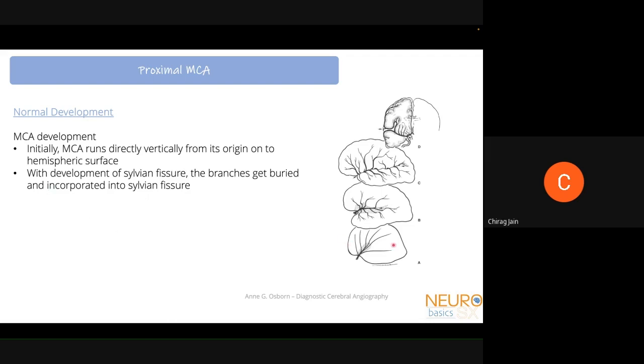So as we can see, this is the early part of the cerebral hemisphere development, but the Sylvian fissure is not yet formed. So after the MCA origin, it literally just comes up and supplies the cerebral hemisphere vertically. There's no Sylvian fissure here. As the Sylvian fissure gets formed, these vessels get buried deeper and deeper, and they form these M2 and M3 segments of the MCA.